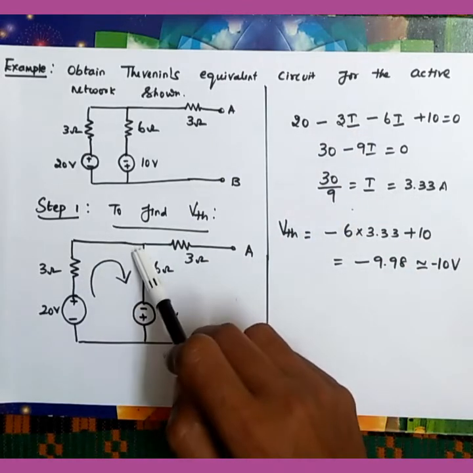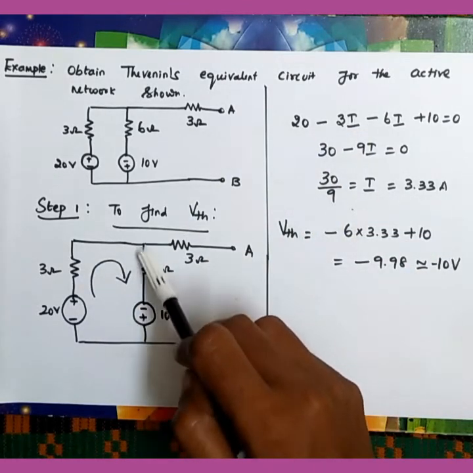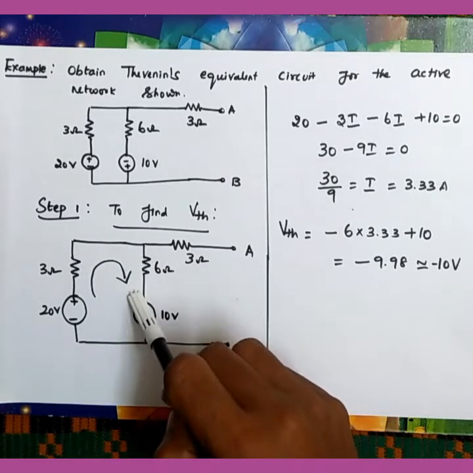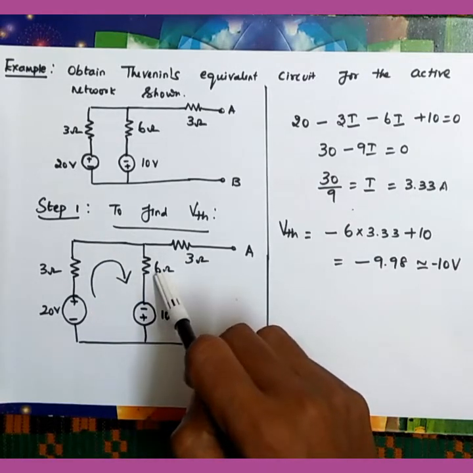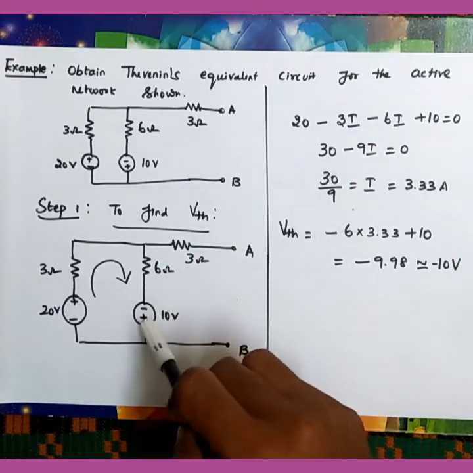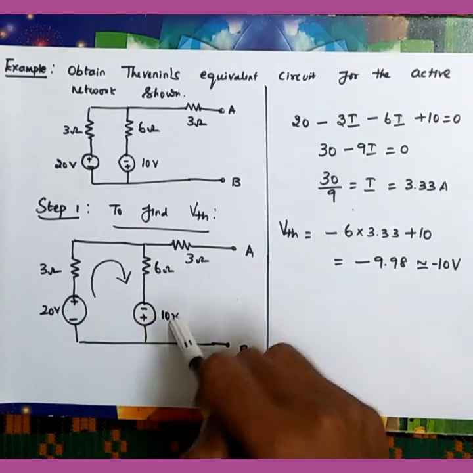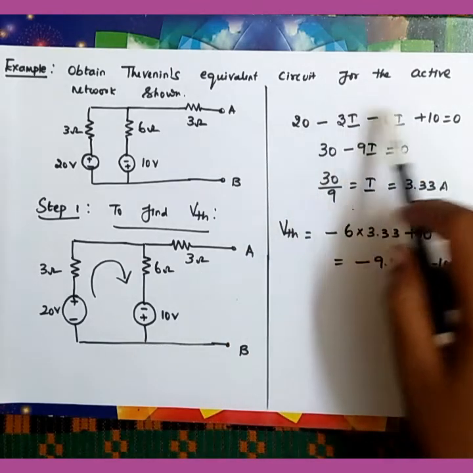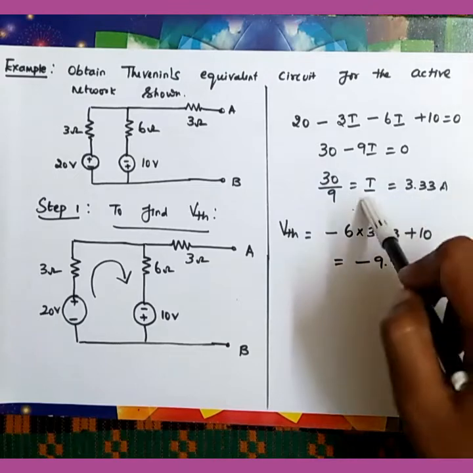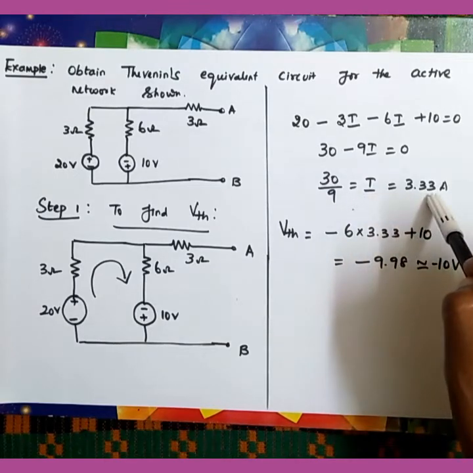Then I am going to enter the 6 ohm resistor from top to bottom. The current is also flowing in the same direction, so the drop is negative, minus 6 into I, and the current is leaving the positive of the 10 volt battery, so plus 10. So 20 plus 10 will give you 30, and minus 9I. If you simplify, I is equal to 3.33 amps.